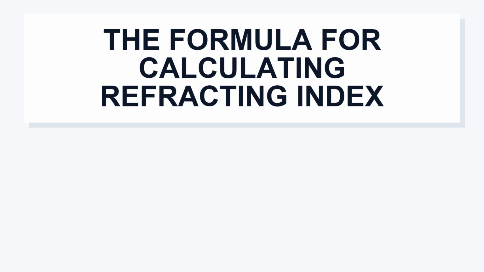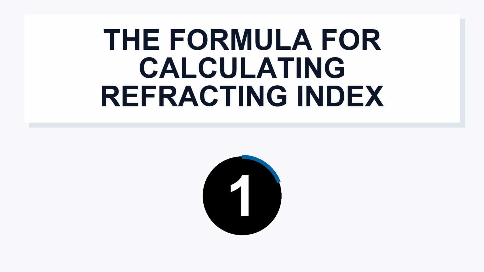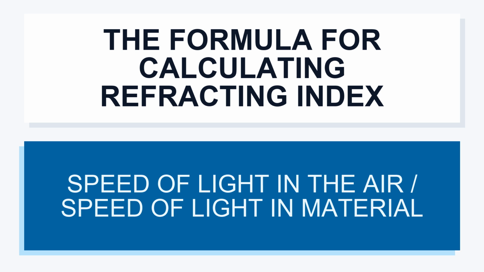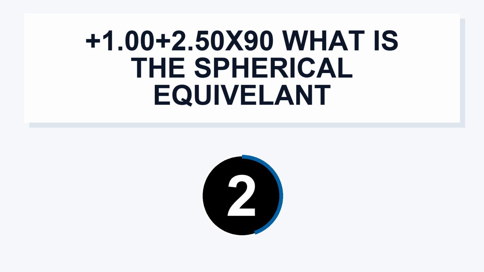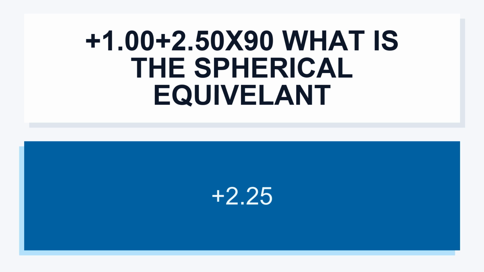The formula for calculating refractive index: speed of light in the air divided by speed of light in material. Plus 1.00 plus 2.50 x 90. What is the spherical equivalent? Plus 2.25.